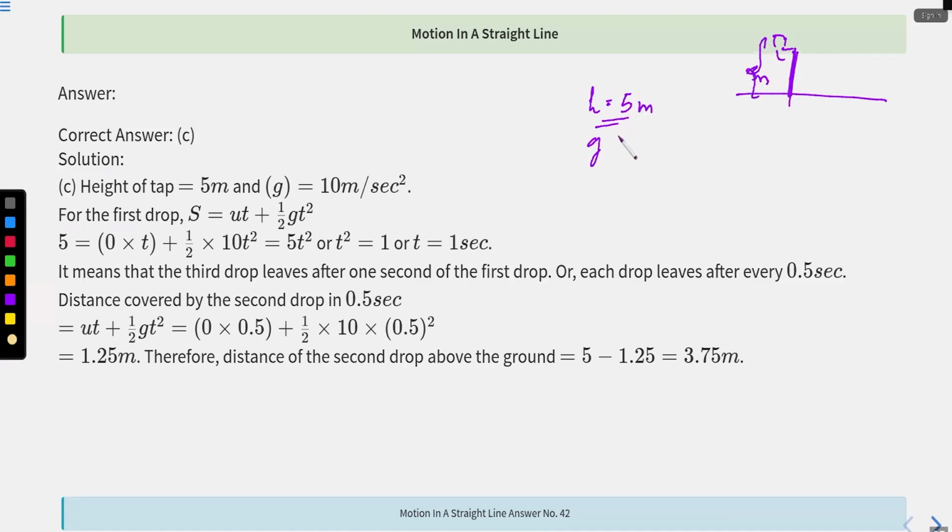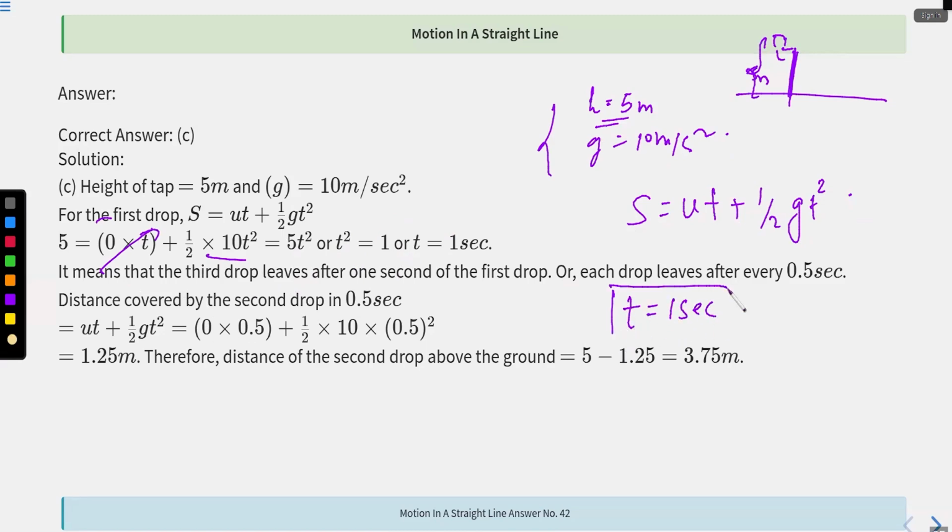The value of g will be 10 meters per second square. So s is equal to ut plus half gt square. u is 0, so this quantity is 0. Half gt square is 5t square. So t square is 1, which means the time taken is 1 second, right? Now the distance covered by the second drop is in 0.5 second. So instead of 1 second, you just need to put t equal to 0.5, and then subtract both of the s, S2 minus S1 basically.